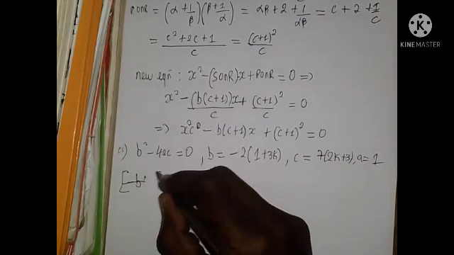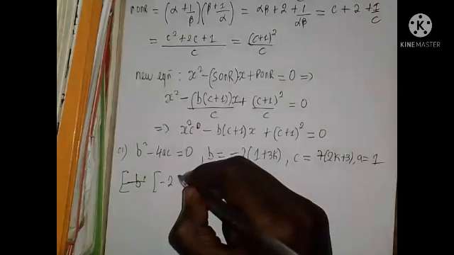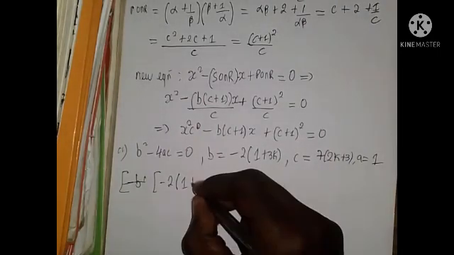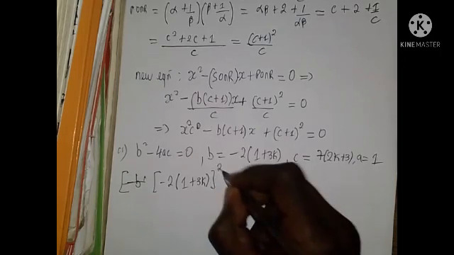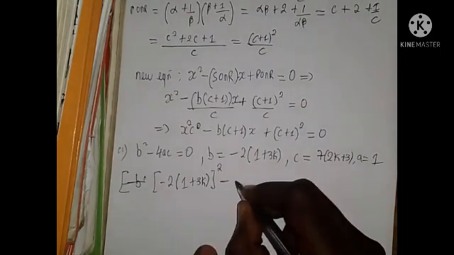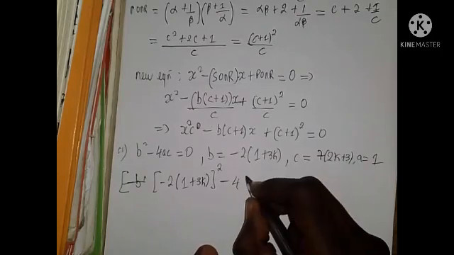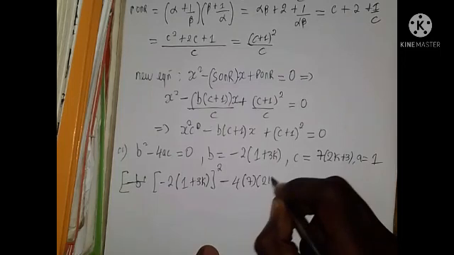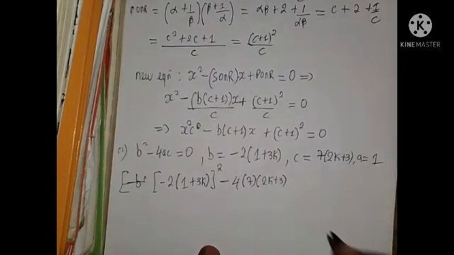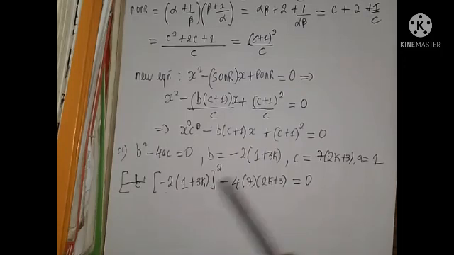Sorry, let me get rid of this. We have negative 2 times 1 plus 3k, all squared, minus 4 into 7 into 2k plus 3, equal to 0. Now when you square this, the negative 2 when squared becomes a 4, and here as well we have a 4.